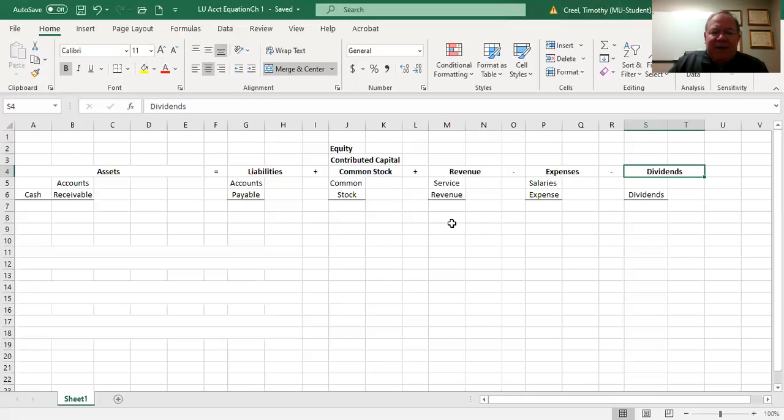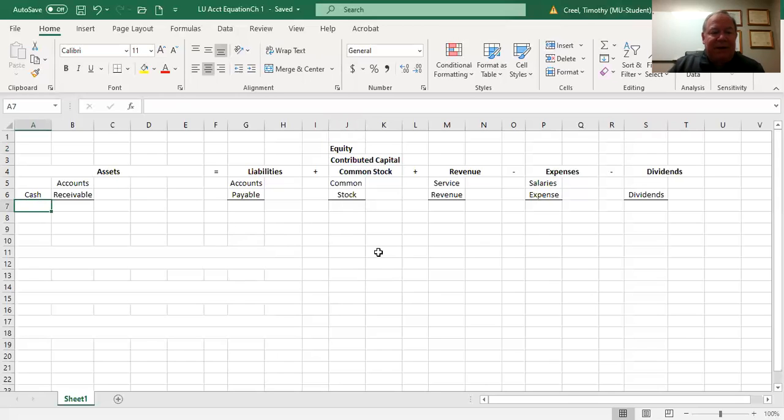So basically this equation should always be in balance. The assets should always equal the liabilities plus the equity. And as we look at a lot of different business transactions in this course, this accounting equation should always be in balance. Now, let's look at a few transactions, and you'll be able to see what I'm saying here. So let's say we were to start a new corporation, and we issue stock for cash.